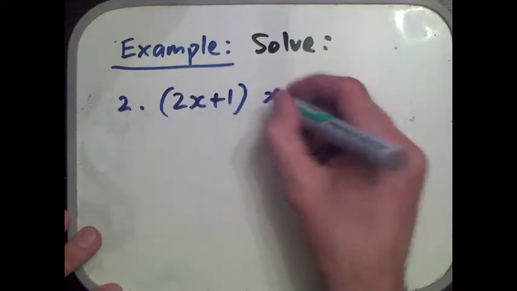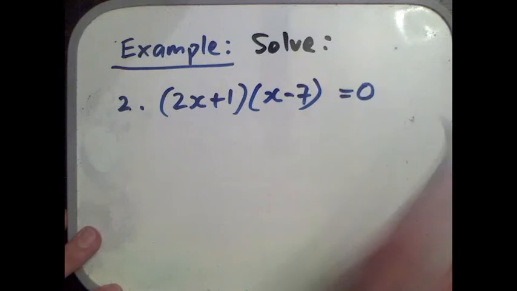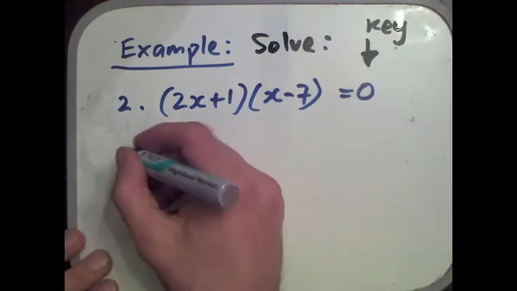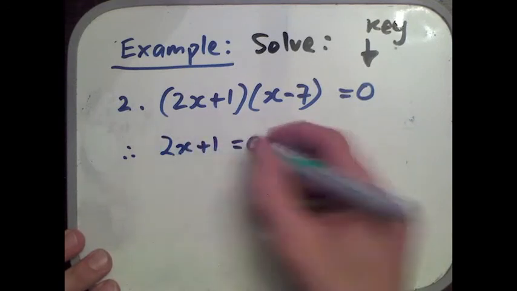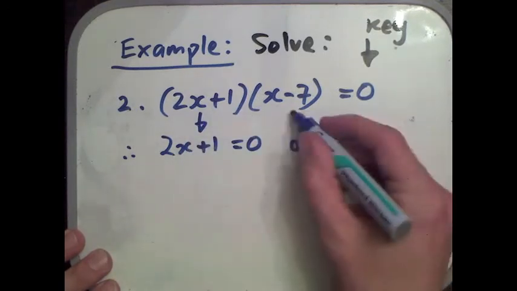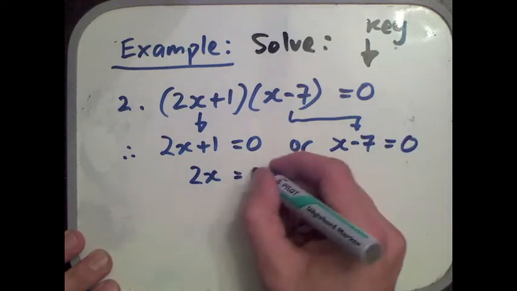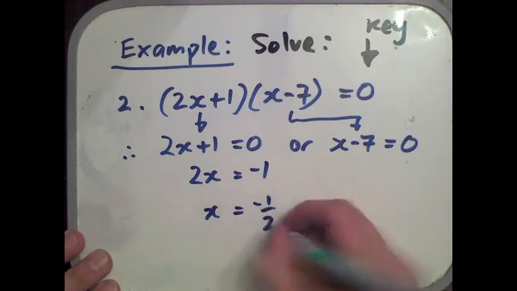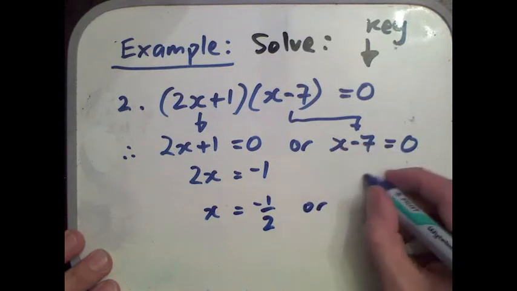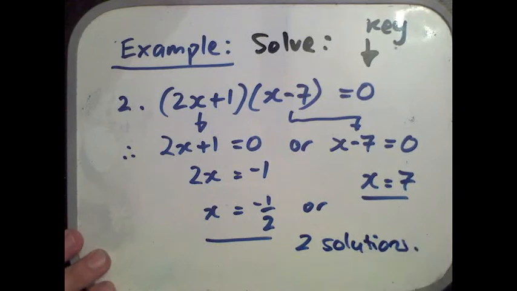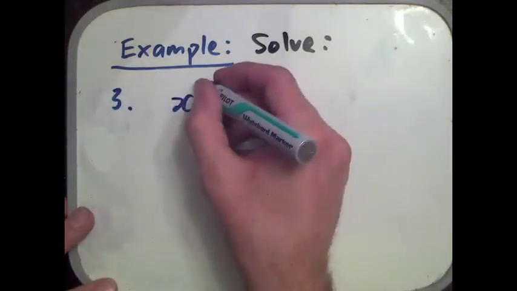Right, let's look at the second example. So we've got 2x plus 1 in brackets multiplied by x takes 7. Two things multiplied together. Again, remember, it's equal to 0. That's our key there. So we solve 2x plus 1 is equal to 0, or x takes 7 is equal to 0. So let's solve for 2x plus 1. 2x is equal to negative 1. x is therefore equal to negative a half, or x is equal to positive 7. Two solutions.